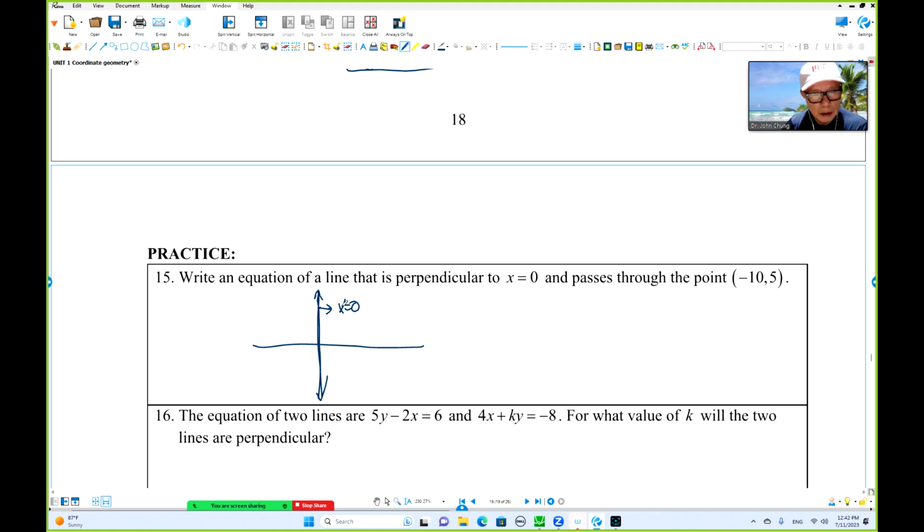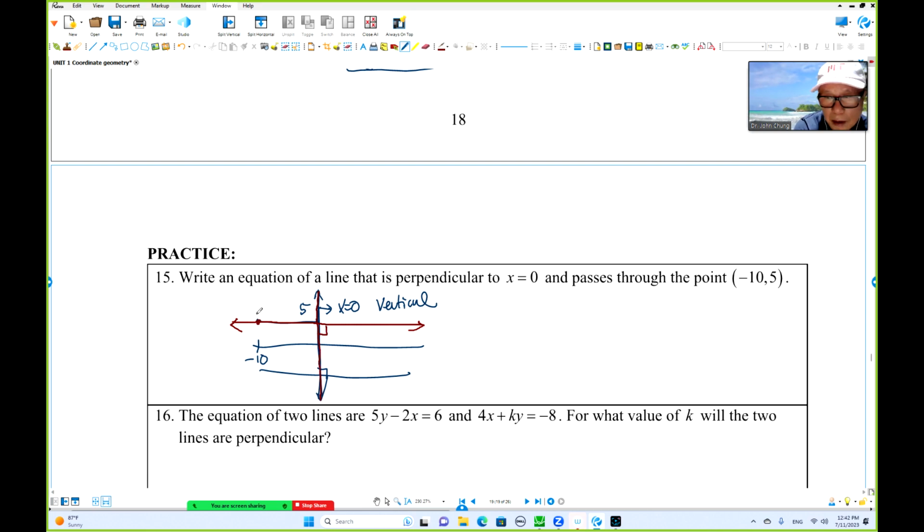So perpendicular is what? Horizontal, right? X equals 0 is a vertical line. The line perpendicular to this one should be horizontal. But this line passes through the point negative 10 and 5. Negative 10 over here, 5 is over here. It should be horizontal; the line looks this way. So y equals 0 is perpendicular.